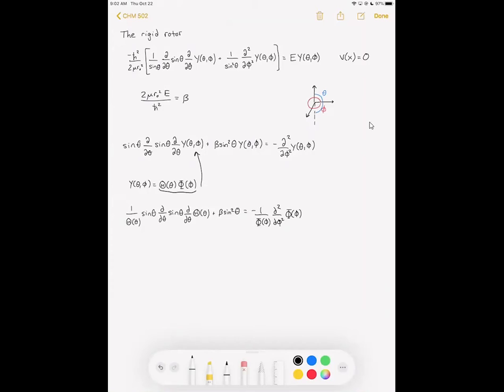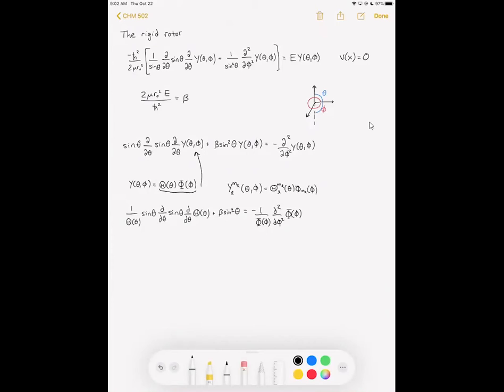So what we'll see, I write it up here, is that our solutions will be dependent on two quantum numbers, L and M sub L. We'll talk about them at the end. And our theta functions will be dependent on both of these quantum numbers. And our phi functions will only be dependent on the M sub L quantum number.